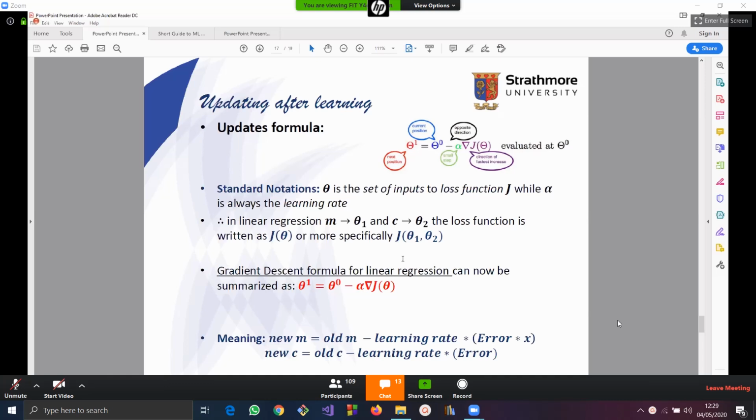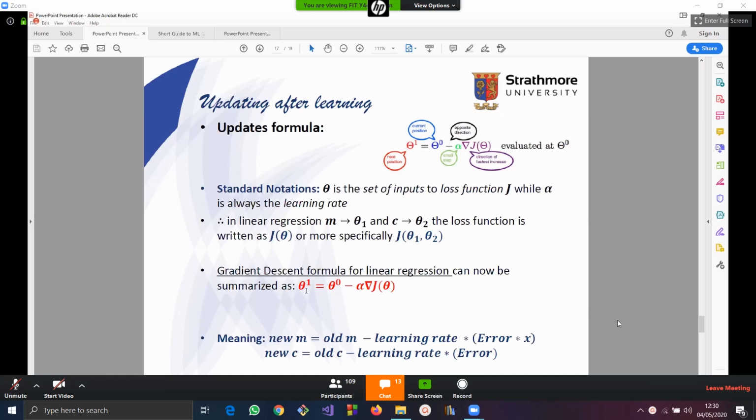In every iteration, we compute the error, okay? And then after running the derivatives, you're going to update M in every iteration and also C. So how do we update M? That's where now this formula comes in. So the gradient descent formula for linear regression is this one.